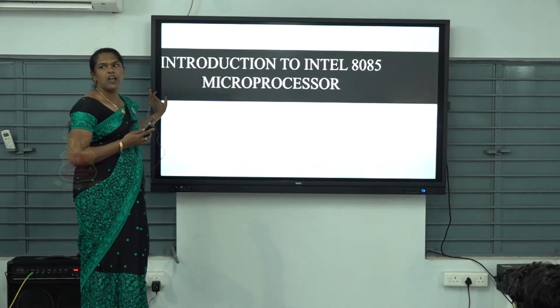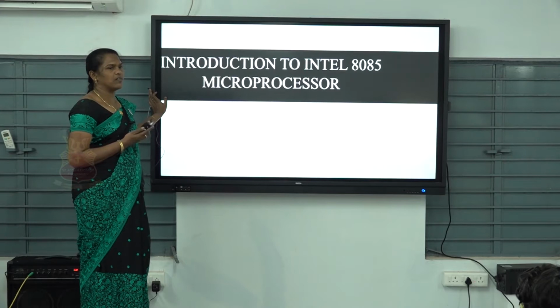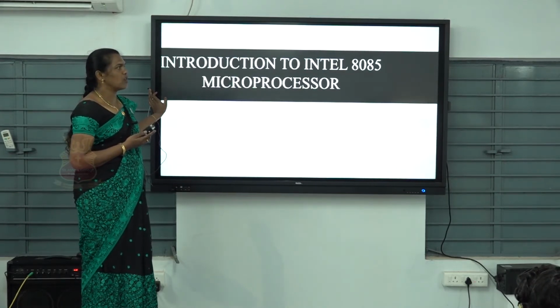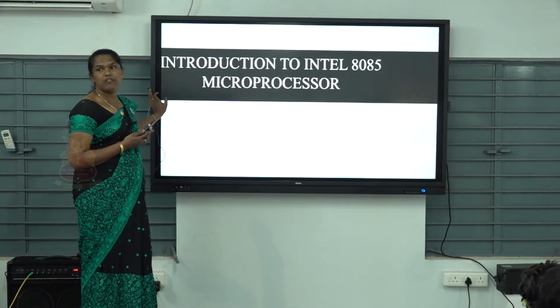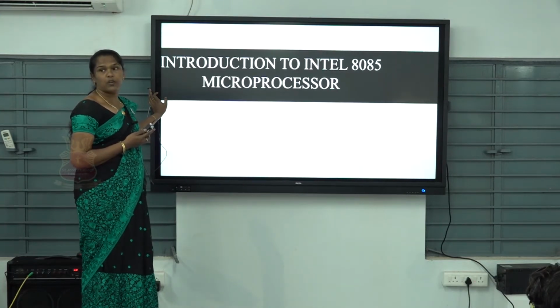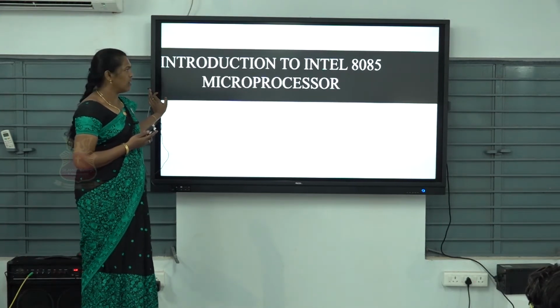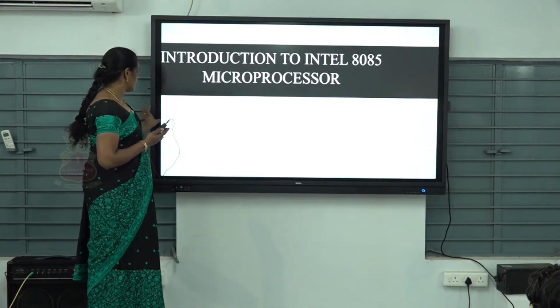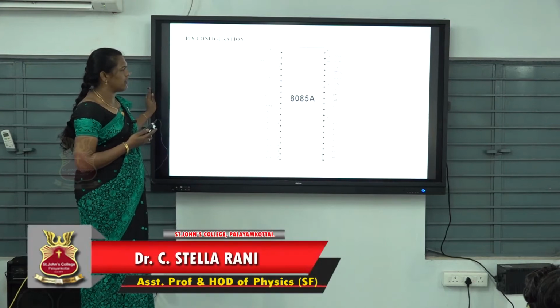For example, in our home we have a washing machine. In that machine also we have this type of microprocessor. Nowadays it is at an advanced level. Microcomputers and microcontrollers are used here. Okay. Here we will see the basic functions of the 8085A.